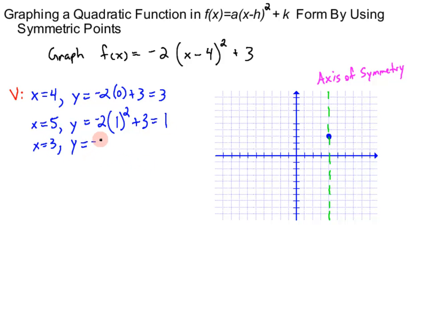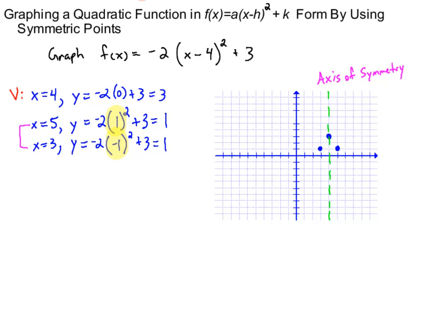You get y equals negative 2 times 3 minus 4 is negative 1 squared plus 3. Now the interesting thing about this is, here I got a positive 1 squared, here I got a negative 1 squared. But if I square those, I get the exact same value. So this ends up being positive 1 as well. These are symmetric points because they give you the same y value. And you can see it if you plot it. If x is 5, y is 1, so that point is here. If x is 3, y is 1 also. So they are mirror images of each other across the axis of symmetry.